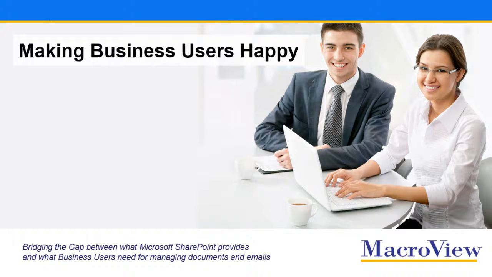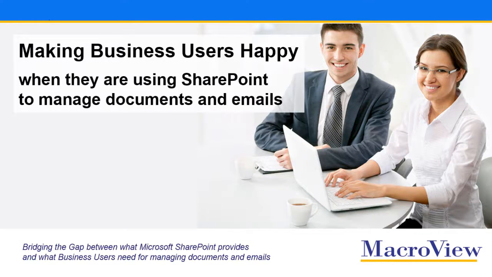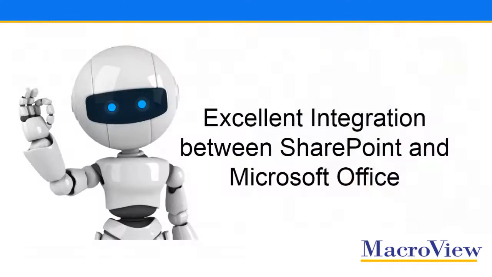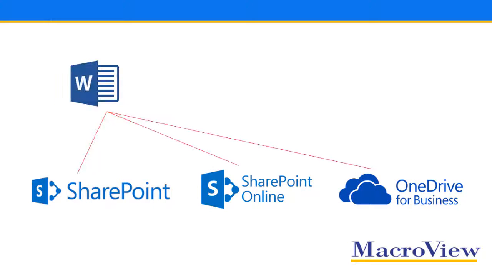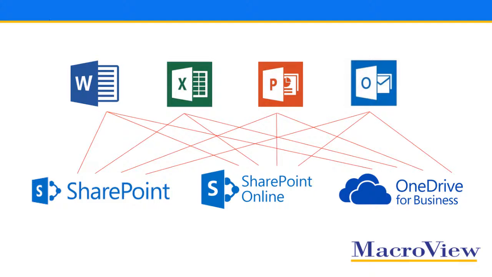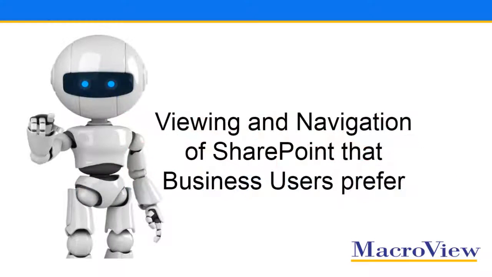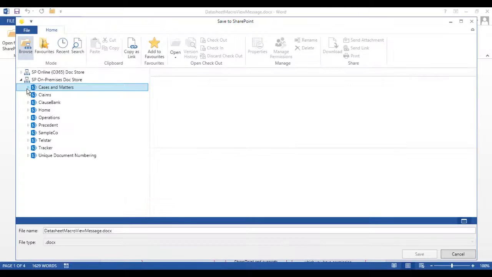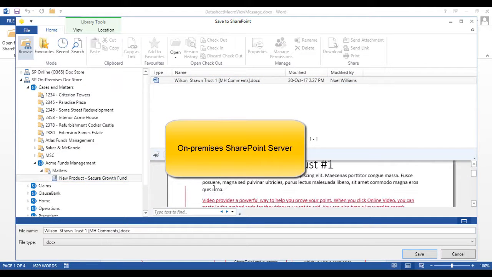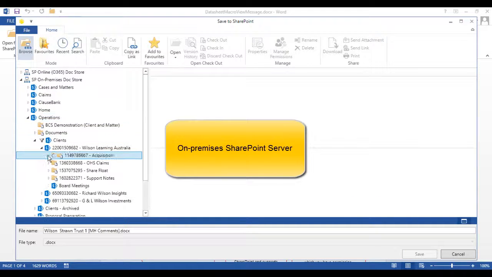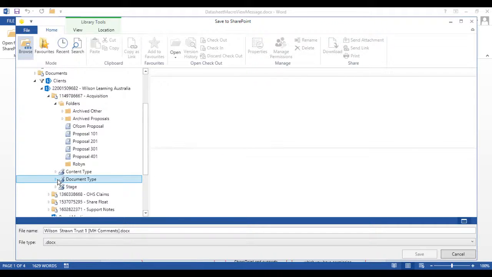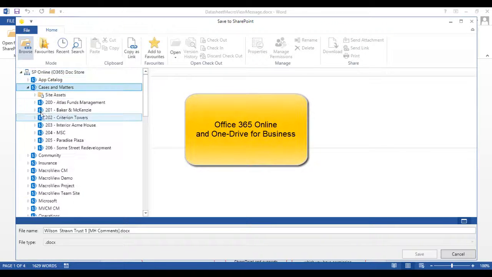At MacroView, we are about making business users and teams happy when they are using SharePoint to manage their documents and emails. We do this by having excellent integration between SharePoint and Microsoft Office, particularly Outlook. Business users prefer the way MacroView lets them view and navigate around a document store in SharePoint Online or on-premises SharePoint server. The navigation experience is much more familiar and intuitive than navigating with the native web browser UI for SharePoint.